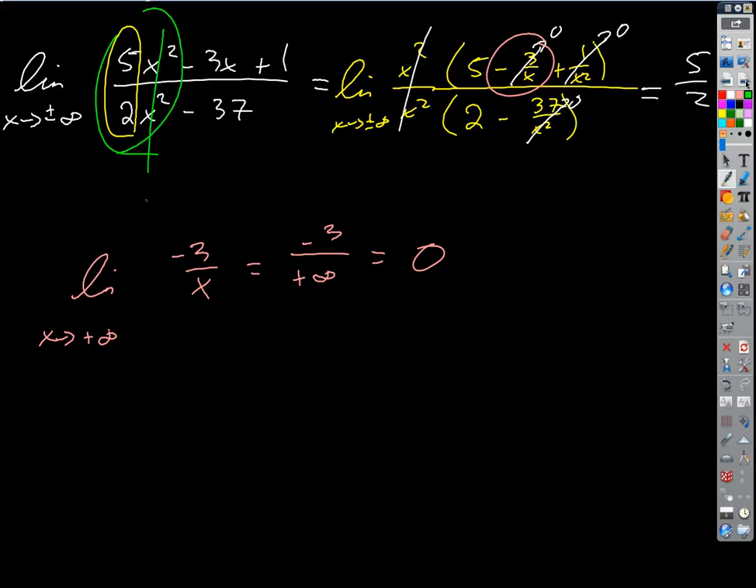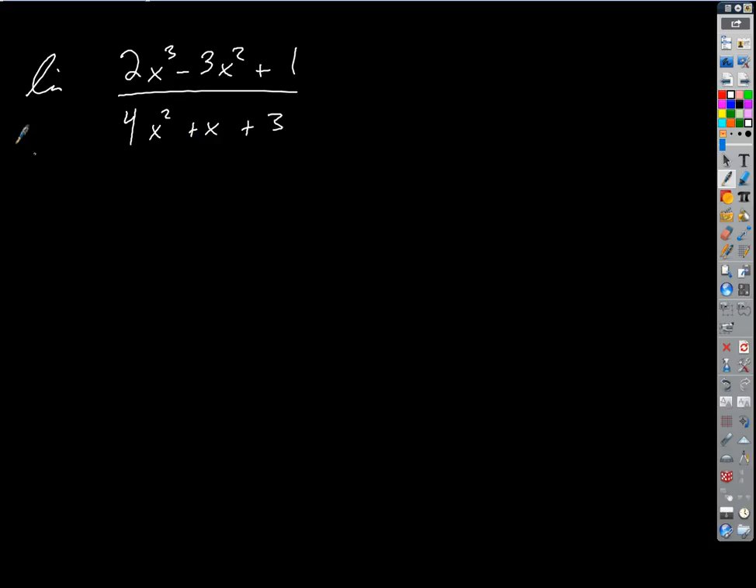So then the other example would be something like this. What if we had the limit of some function? How about 2x cubed minus 3x squared plus 1 over 4x squared plus x plus 3. Okay, how's that?